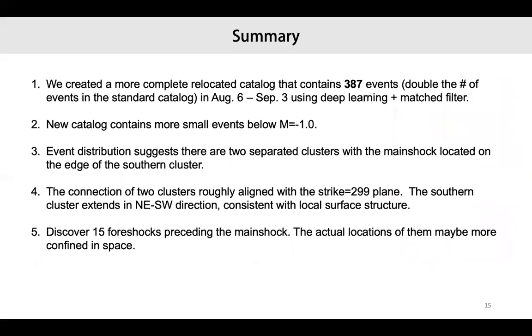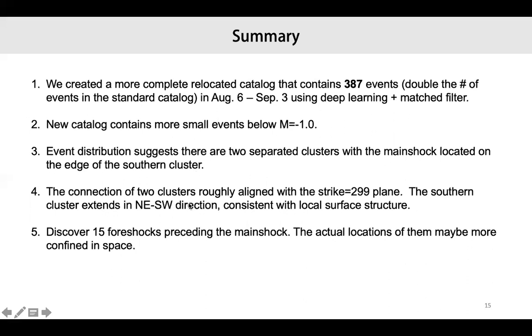To summarize, we came up with a workflow to combine deep learning, match filter, and other techniques to create a high-quality earthquake catalog in a 1 month's time span. This catalog contains 2 times of earthquakes as of the standard catalog. We were able to detect more small events with magnitudes below -1, and the density distribution suggests there are 2 clusters, with main shock on the edge of the southern cluster.